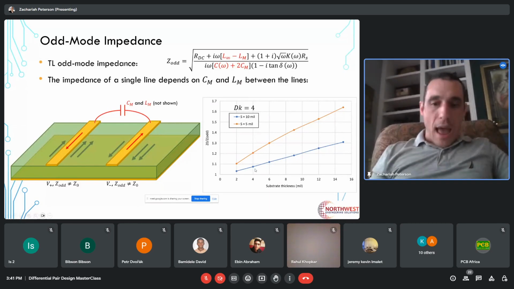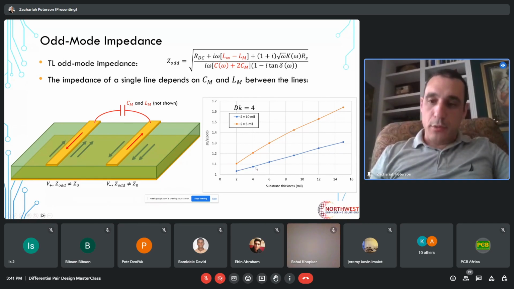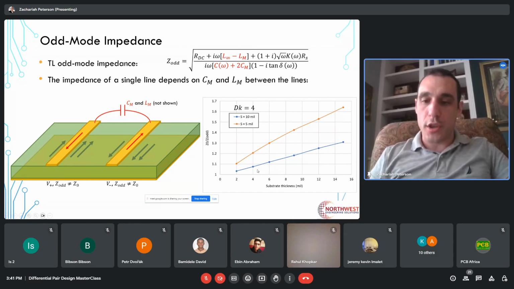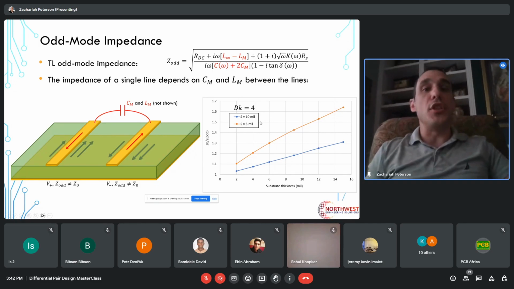So how much of a deviation can we expect? I've given here a couple different examples of what happens when you have different spacing values between the two traces in the pair as a function of substrate thickness. When the substrate thickness, meaning the distance from the traces to the plane, is very small and the spacing is very large, then your odd mode impedance and your characteristic impedance are very close to each other. If you're at this 4 mil range and below, your odd mode impedance and your characteristic impedance are very similar when the two traces are spaced far apart. So this is one of the reasons to not use tight coupling.